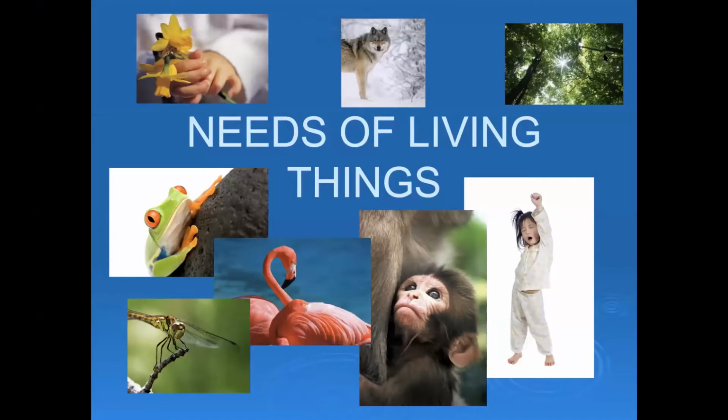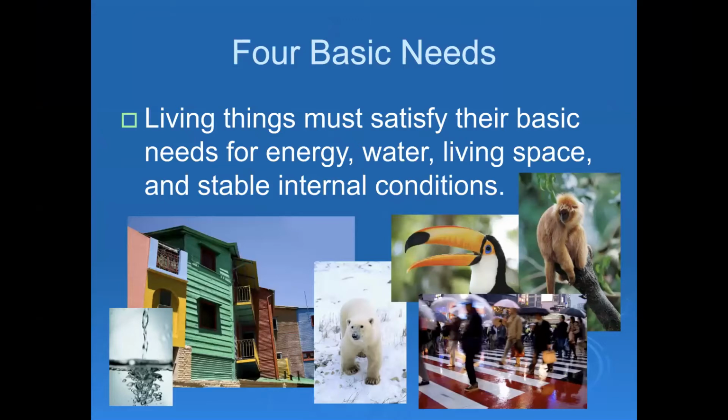Needs of living things. Now, this little PowerPoint basically shows you what most living things need. Our focus today, with me during this time, is animals. The 4 basic needs. Living things must satisfy their basic needs for energy. They've got to get that energy from somewhere. Water, living space, and stable internal conditions. Now, you don't see the word shelter, but shelter is involved where you see living space. It also has an impact on stabilizing their internal conditions.